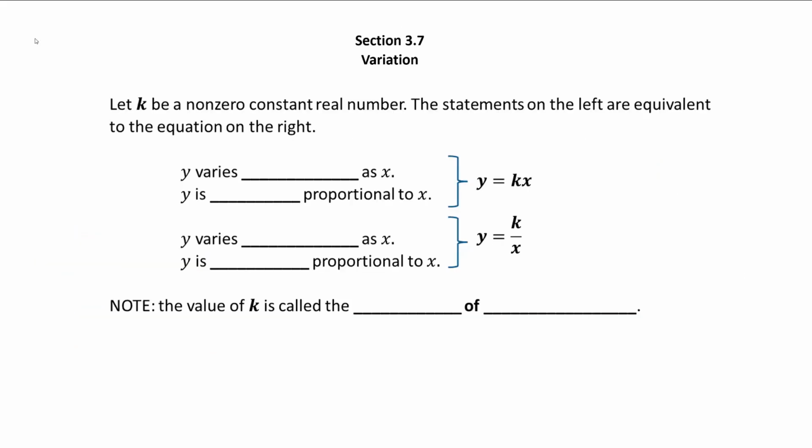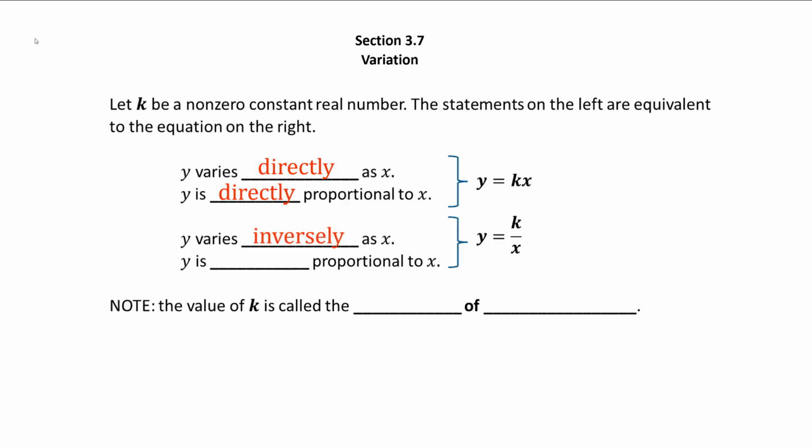Okay, variation. Let k be a non-zero constant real number. The statements on the left are equivalent to the equation on the right. Y varies directly as x means the same thing as y is directly proportional to x. And if we know that y varies with x in that way, we can write the equation y equals kx, where k is some constant.